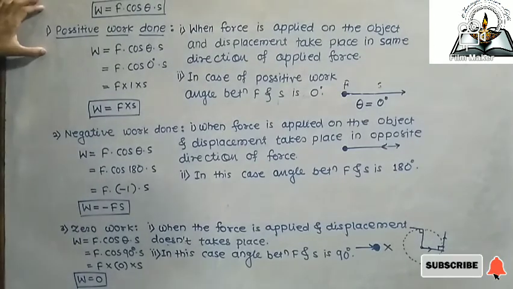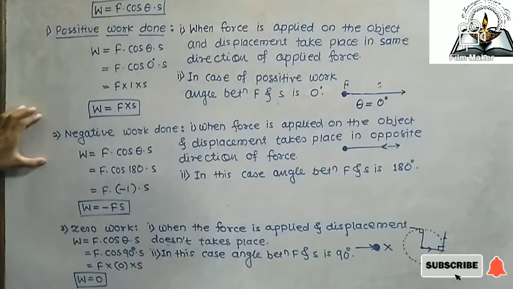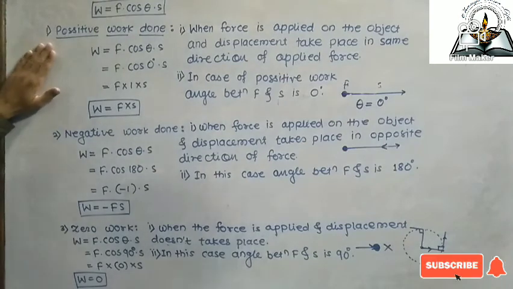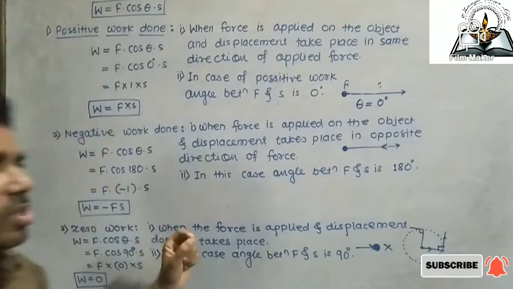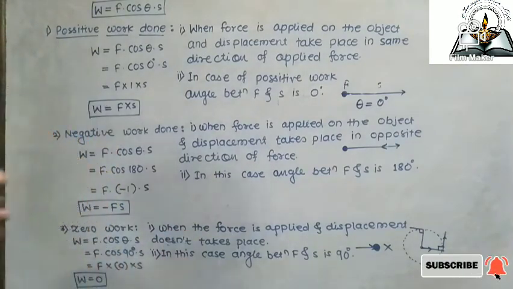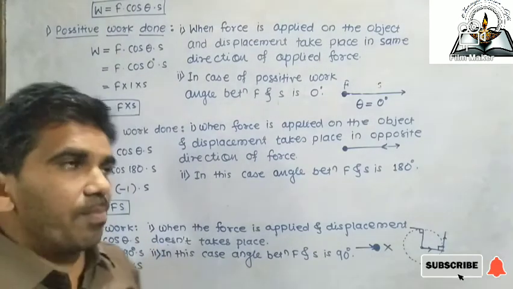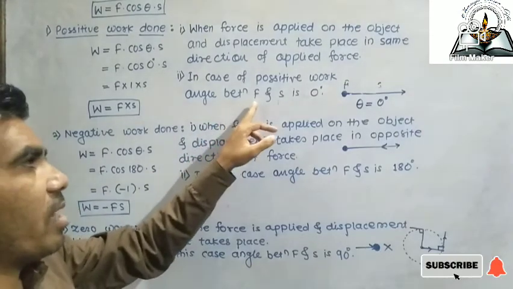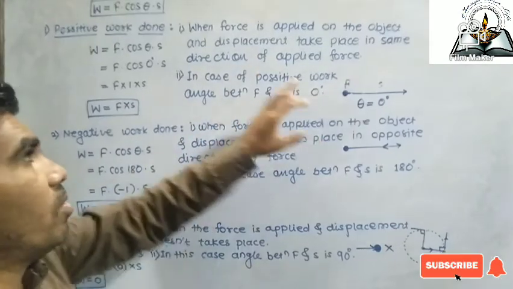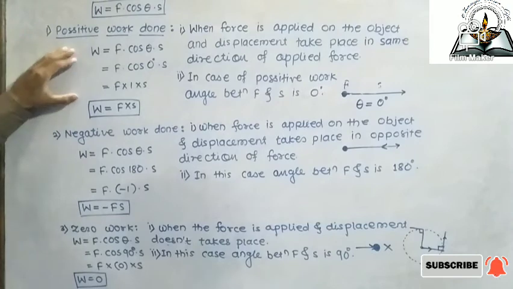So these are the three types of work done. First one is the positive work done, another the negative work done, and next one the zero work done. When positive work done takes place, when the force is applied on the object, then the displacement takes place in the direction of force. It means that force and displacement direction is the same, that is the angle between force and displacement is 0, then it is said to be positive work done.